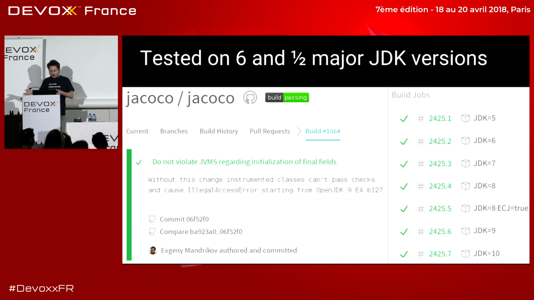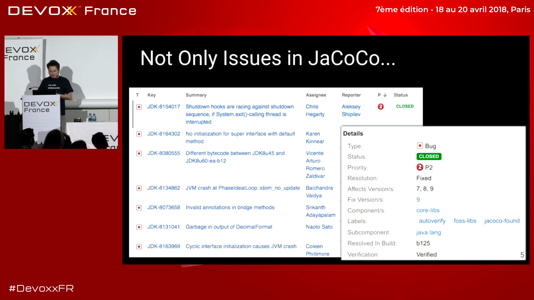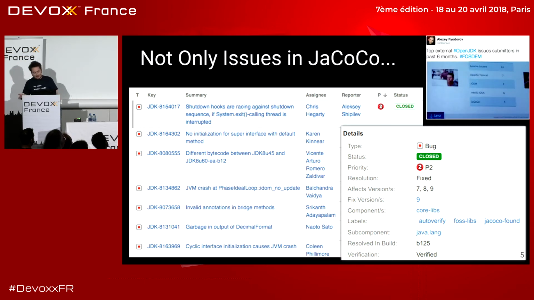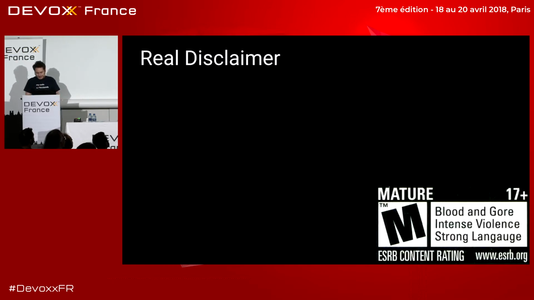Why? Again, because Java compiler changes, JDK changes, we need to catch all those changes. And while we do such testing, we actually find not only issues in JaCoCo, we also find issues in JDK. I would even say that we mainly find issues in JDK, but not in JaCoCo. And apparently, we are in the top of open source contributors of bugs into the OpenJDK tracker. Boom.